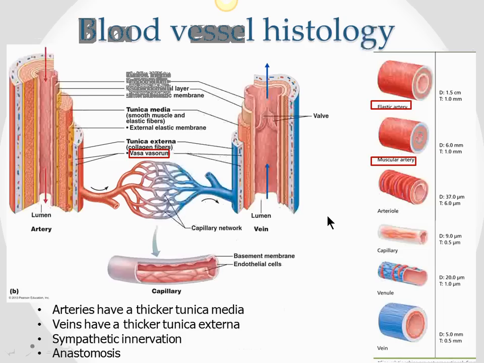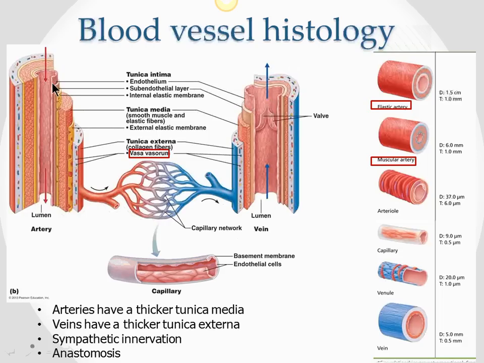So let's first look at blood vessel histology and see how this helps transport the blood out of the heart and to come back into the heart. So when you look at blood vessel histology, there are three main layers. Tunica intima, intima for intimate, is the innermost layer. And it's a very, very thin layer.